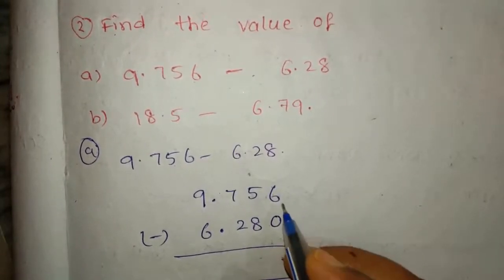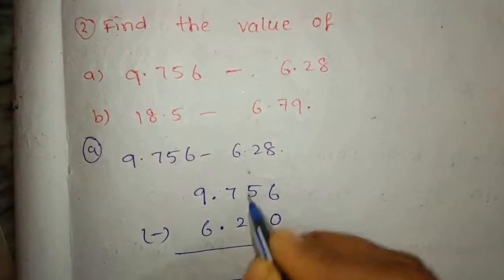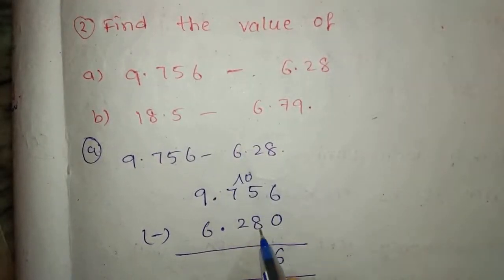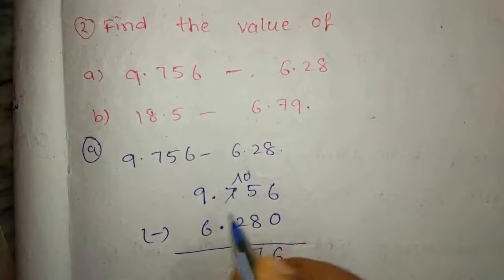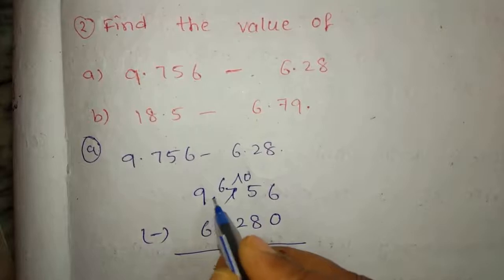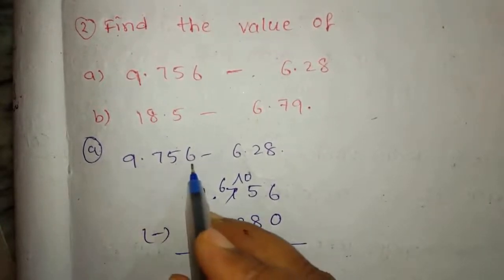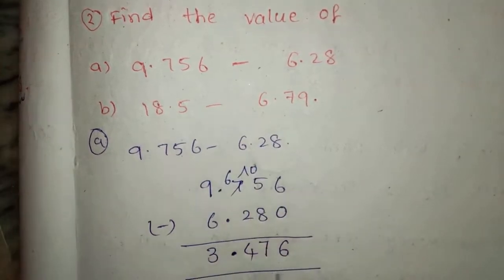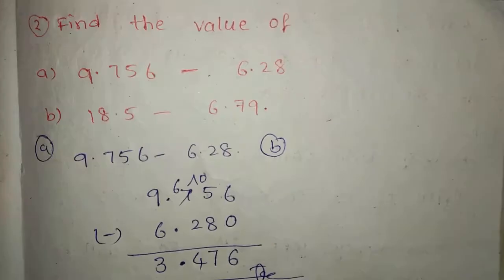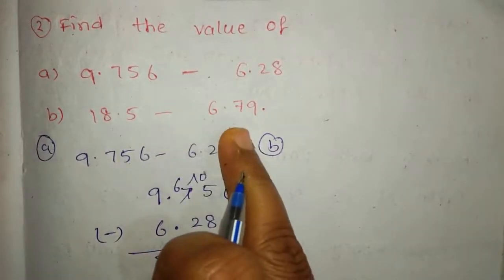So now we subtract these two. We get first 6 minus 0 is 6. Here 5 minus 8 is not possible, so we take borrow. 15 minus 8 is 7. Here 6 will be there. 6 minus 2 is 4. We keep the decimal point here. 9 minus 6 is 3. Therefore 9.756 minus 6.28 is equal to 3.476.